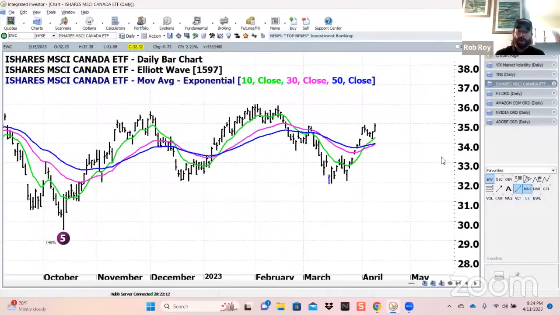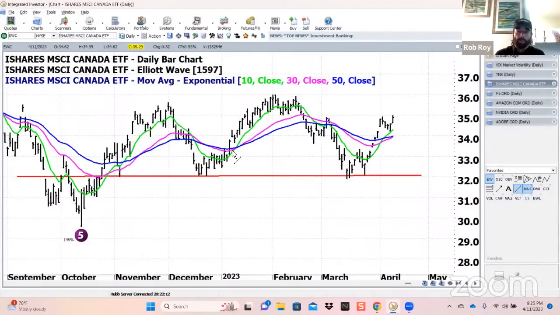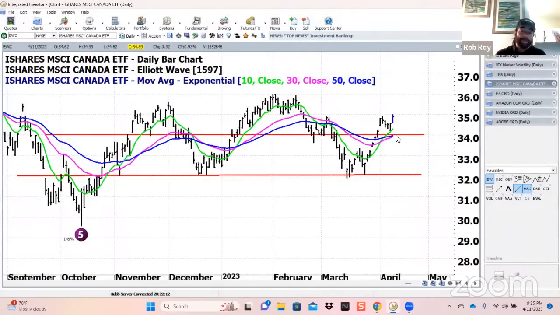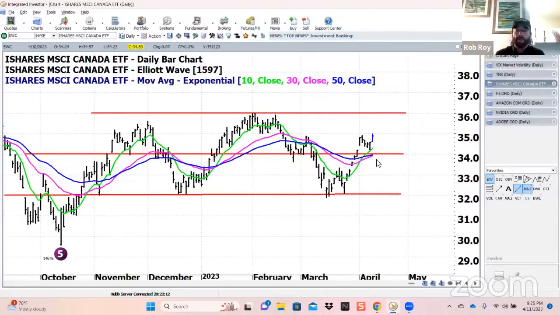Look at this move in the EWC, the Canadian market here. 32 holding, which was really important for it to hold. And then the next level was 34, which we've gotten above. So we're above 34, not that overbought, a tiny bit maybe from the 10-day moving average. It certainly looks like the EWC wants to go up here and test these highs at 36 from January and February. Then we'll have to reevaluate what occurs on the EWC. But I think you have a bullish trade there, if you'd like, on the EWC up to 36.